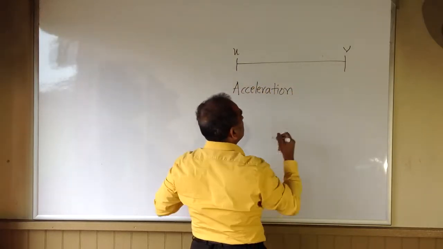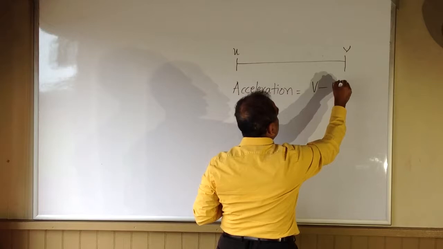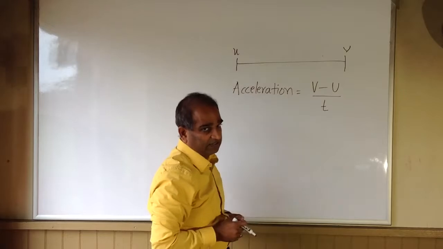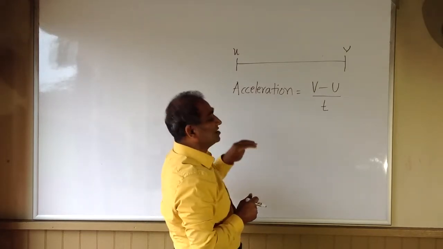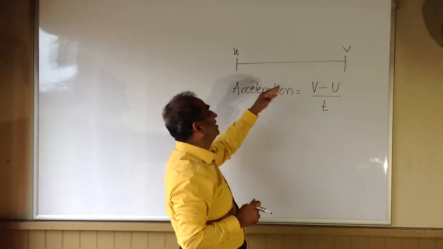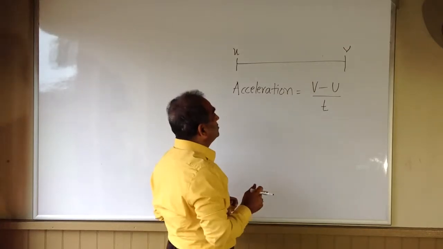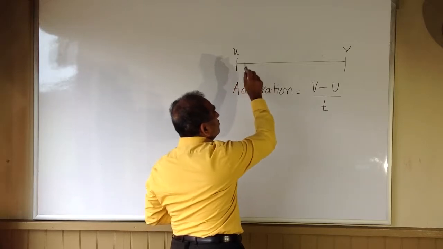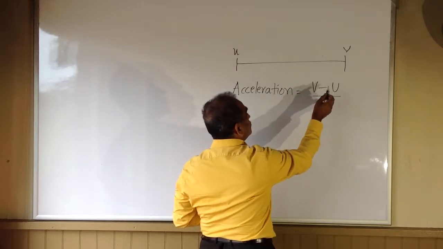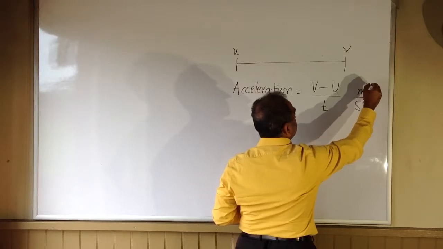Then acceleration is called the change in velocity, v minus u, over the time taken for changing this velocity. So this is called the acceleration. Sometimes it's called average acceleration because it gives you the difference between final and initial over the time interval in which the change is taking place. So if the velocity is changing from u to v in a time t, then acceleration is v minus u over t. And the units are meters per second squared.